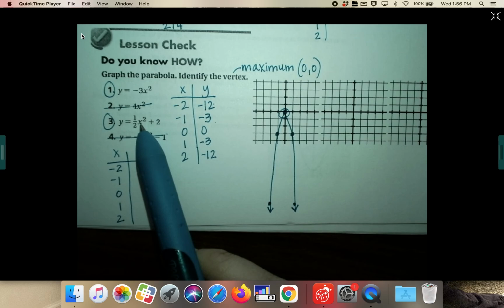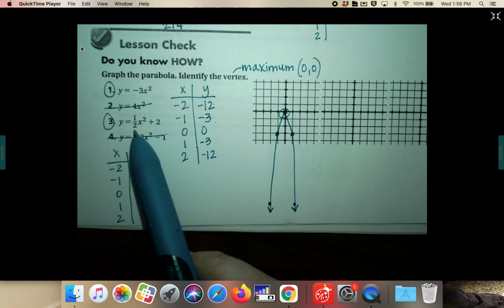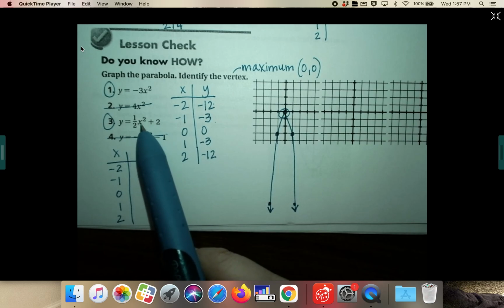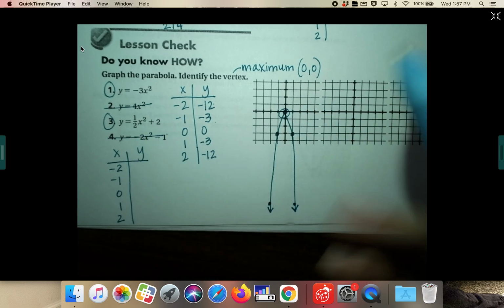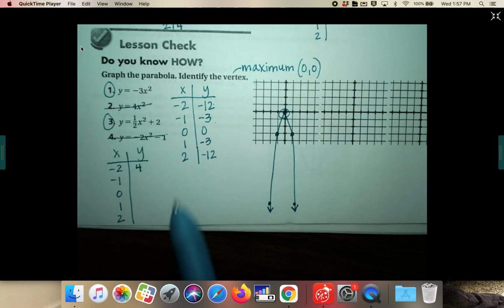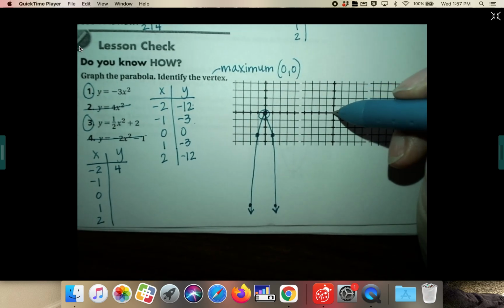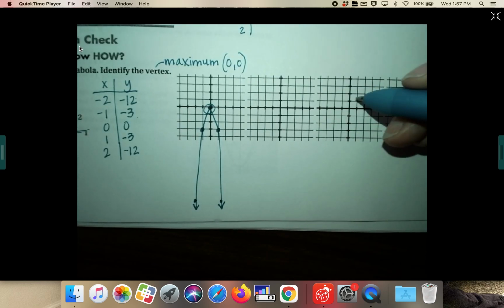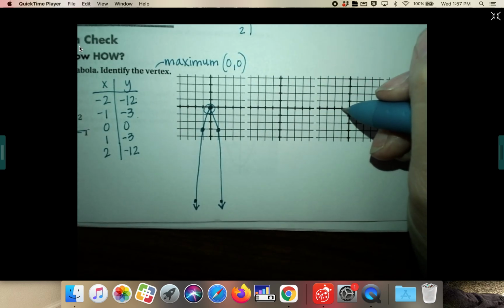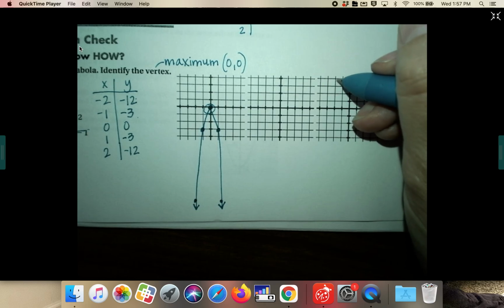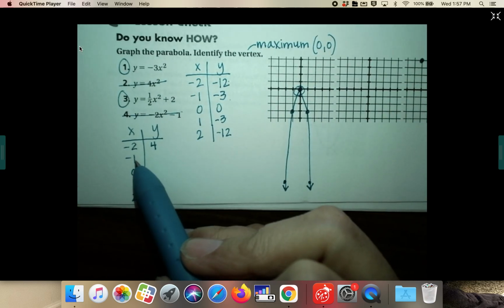-2 for x. So -2 squared is -2 times -2, which is +4. Half times 4, or half of 4, is 2. 2 plus 2 is 4. So our first dot is going to go at -2, +4. So I'm going to go to the left 2. Actually, I'll do it on this graph in case you want to do the other ones. -2, +4.